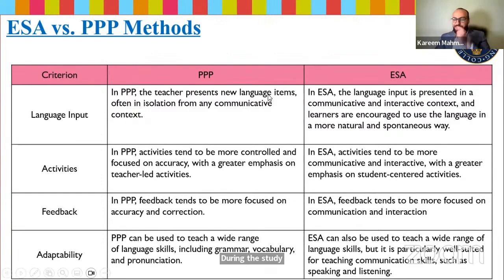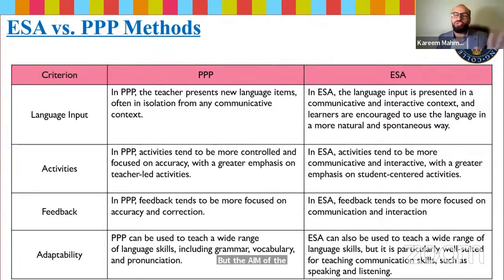Then the activities. You have types of controlled, semi-controlled, could be freer in the PPP, but in ESA, regardless whether it is controlled or semi-controlled, the activity must be communicative. For example, I can do a semi-controlled practice in the ESA, for example a role play with a script. So I give them the script in the hand, so they read, but still they do the role play.